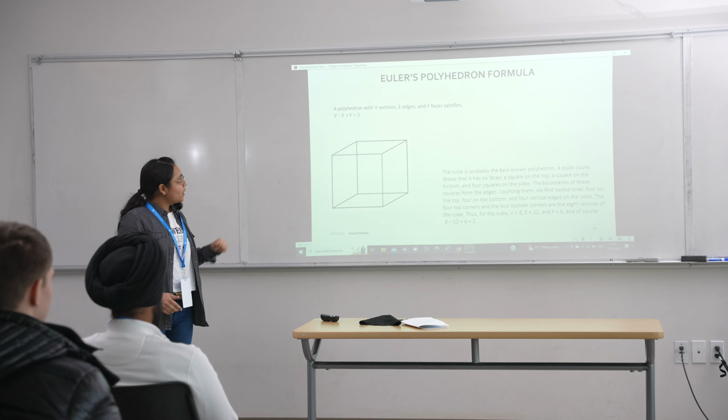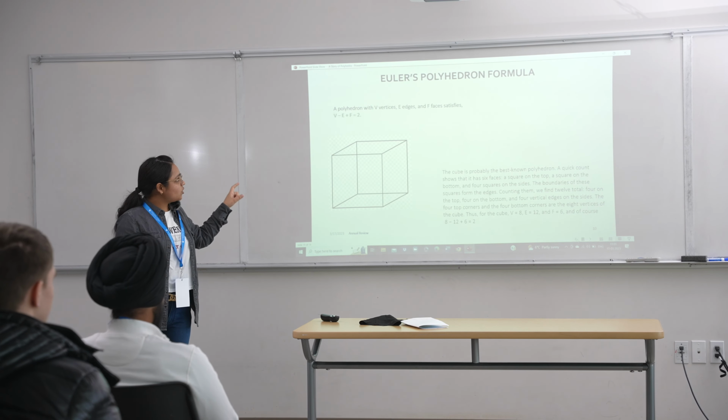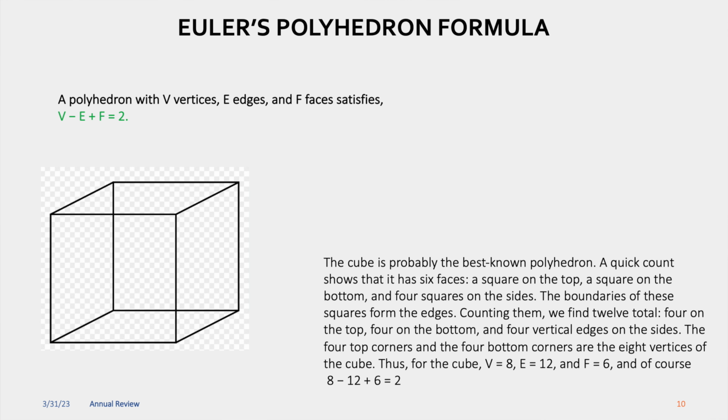And he quickly came to the conclusion that in a polyhedron, if we count the number of vertices, edges, and faces, we'll find this relationship: V minus E plus F will always give you 2. And this is an example showing that all polyhedra follow this relationship.